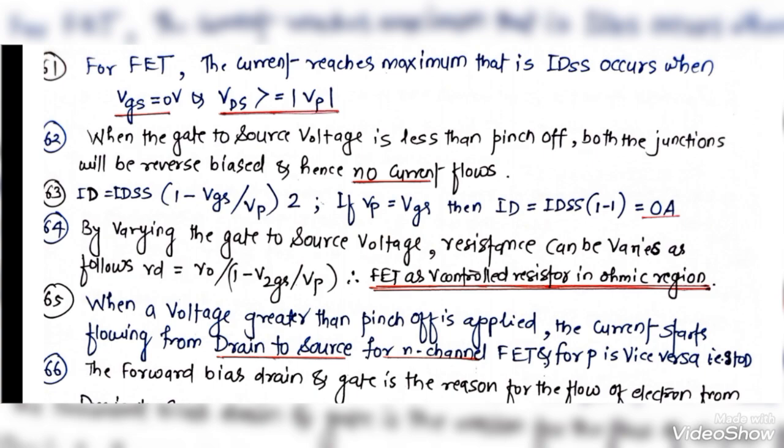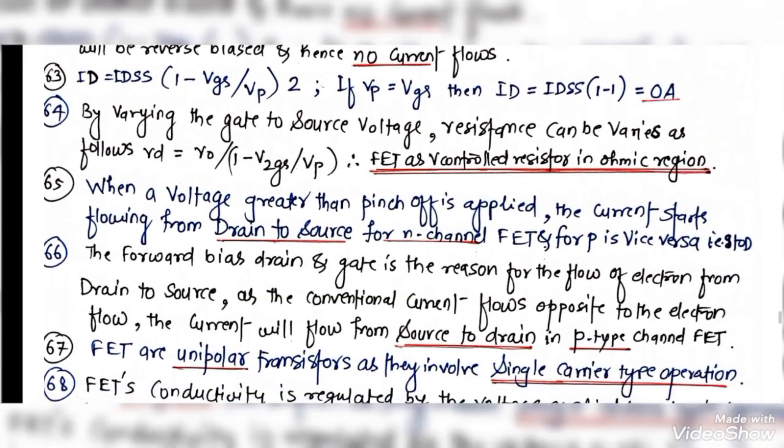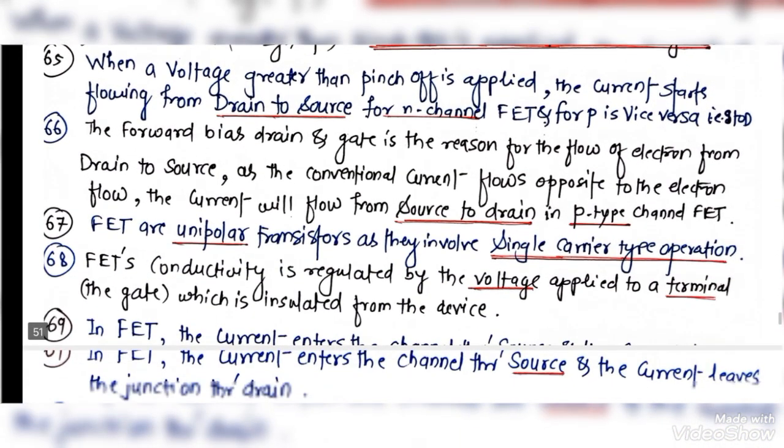When a voltage greater than pinch off is applied, the current starts flowing from drain to source for N channel FET, and for P channel it is vice versa, that is source to drain. The forward bias between drain and gate is the reason for the flow of electrons from drain to source. As the conventional current flows opposite to the electron flow, the current will flow from source to drain in p-type channel FET.